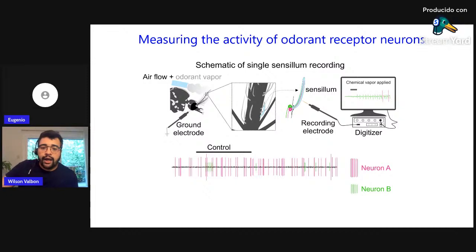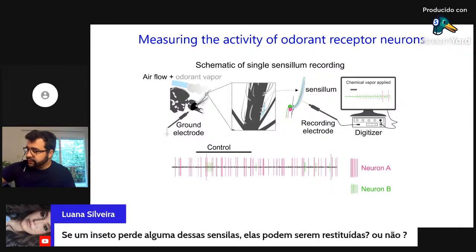In pink here you have the spikes. Each spike, each line here, represents one action potential. Wilson, let me interrupt you. Luana, one of our students here, is asking if this insect lost one of these sensilla, is it going to be restored, or how does the insect deal with these losses?